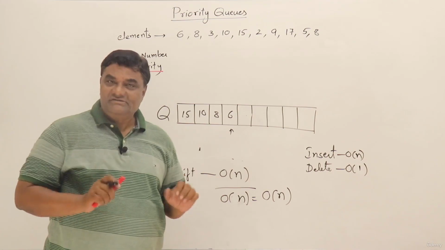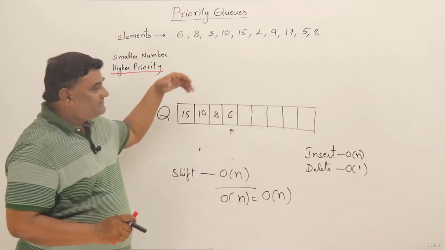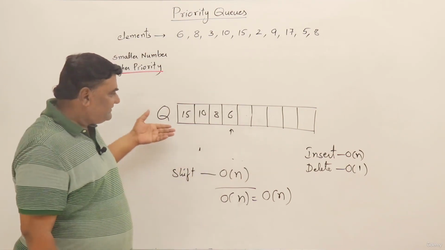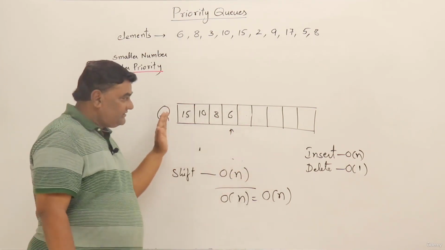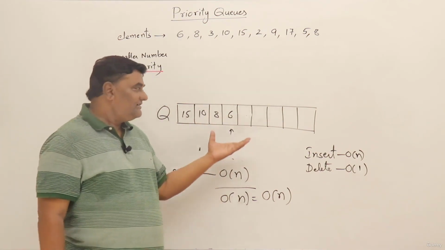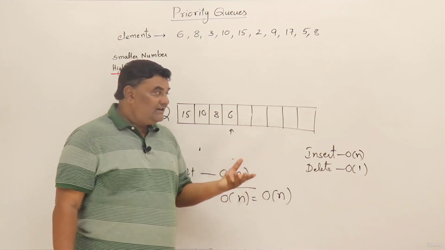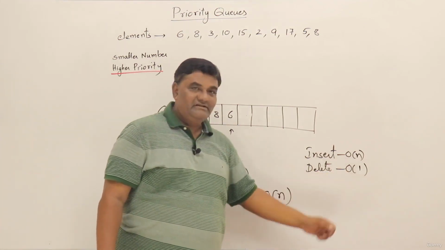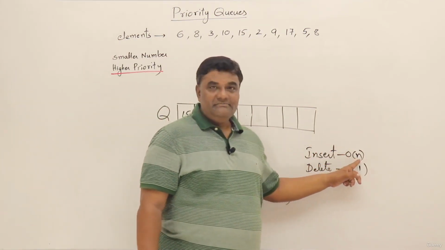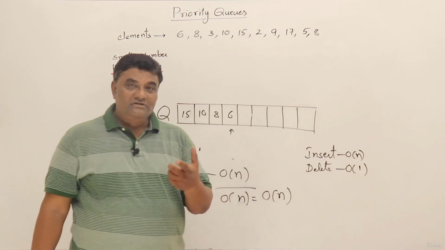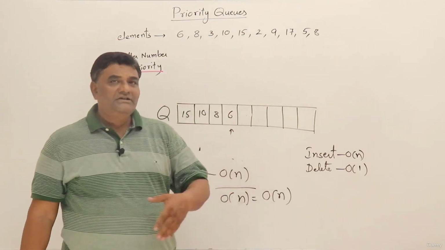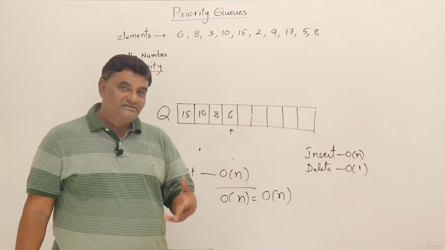So that's all. Two suggestions I have given you. One suggestion was insert them as it is, while deleting use search. Second method, insert them in the sorted order, decreasing order of value, increasing order of priority, so that the highest priority element is at the end, so that while deleting, we can simply delete it in constant time. So whichever method you follow, one of the operations is taking order of n time. The other operation is taking just constant time. So that's all. This is not the end of priority queue. We will learn about the priority queue once again in some other section.